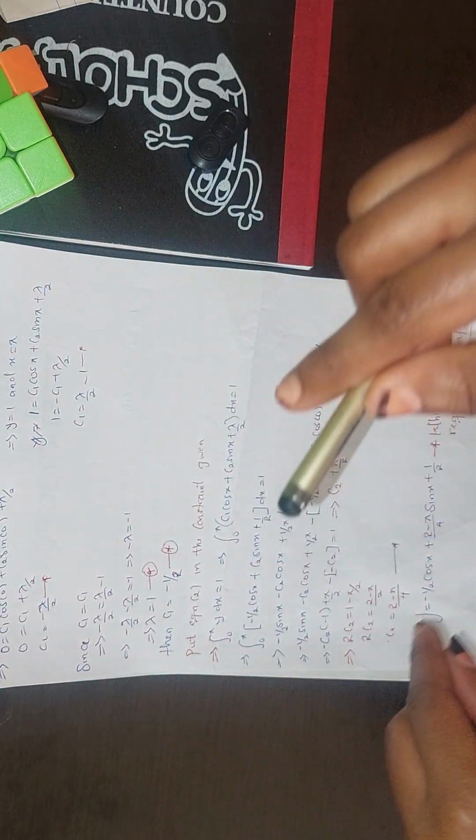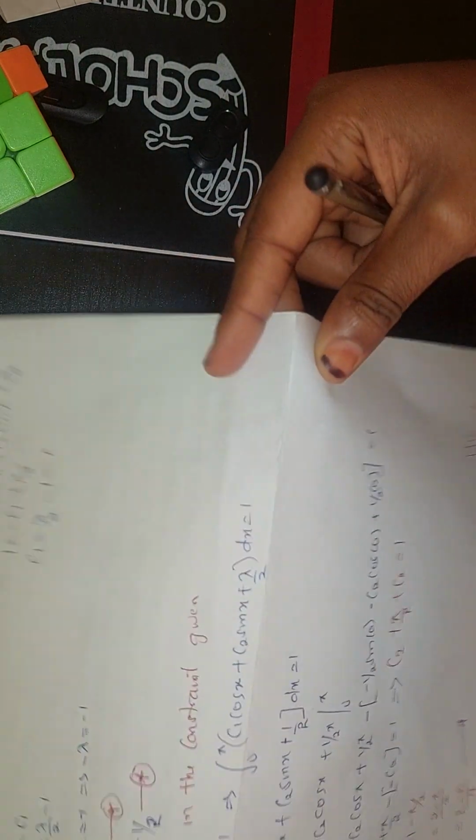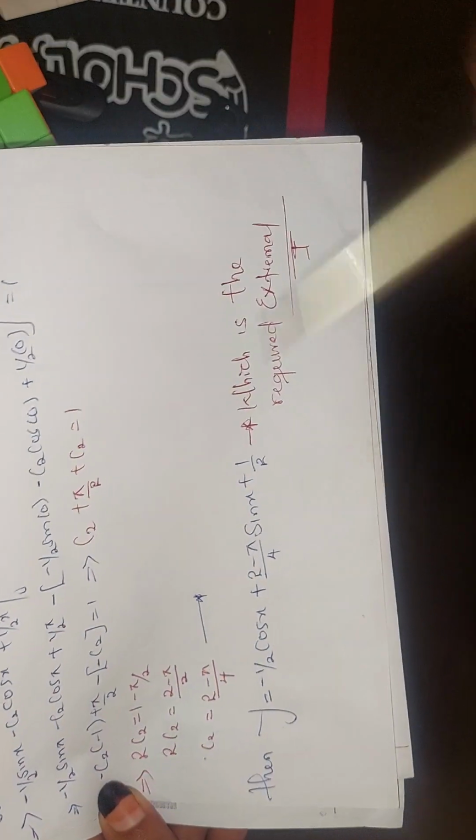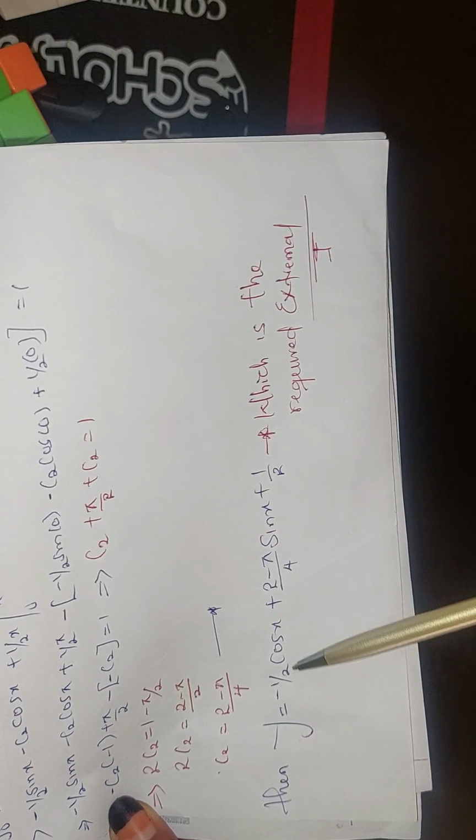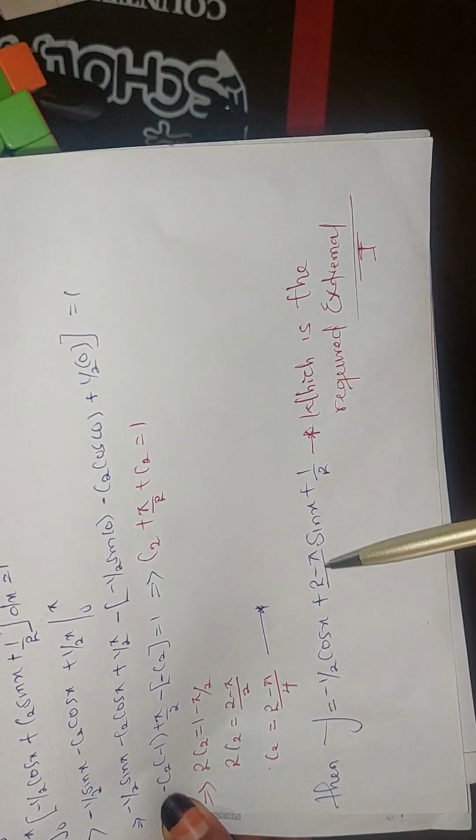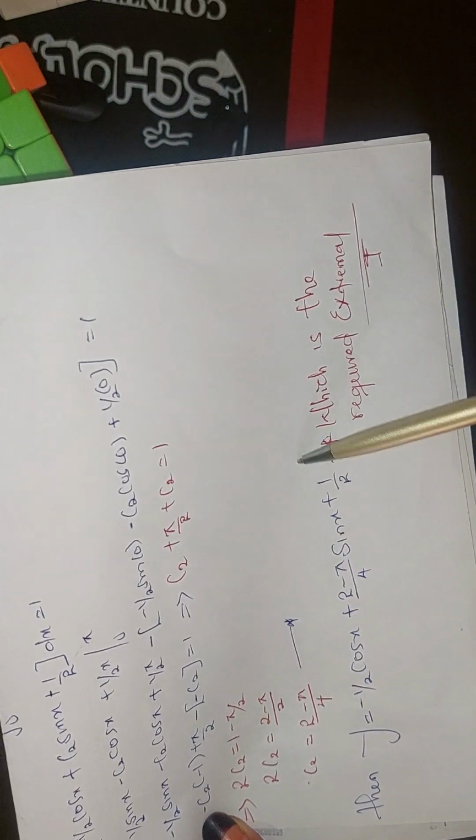Now you've gotten your c2, you've gotten your pi, and you've gotten your c1. Now you can have your final solution, which is what we've been looking for. So then we have our y equals 1 minus 1 over 2 cos x plus 2 minus pi sine x over 4 plus 1 over 2, because this is your c1, your c2, and this is your lambda, which is the required extremal.